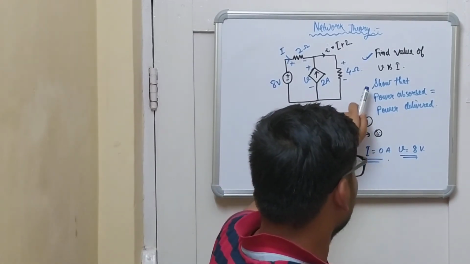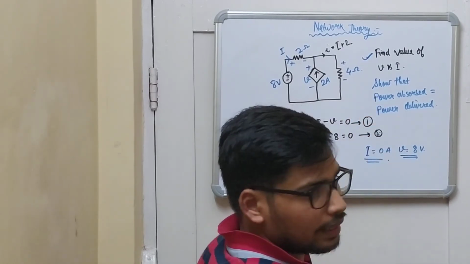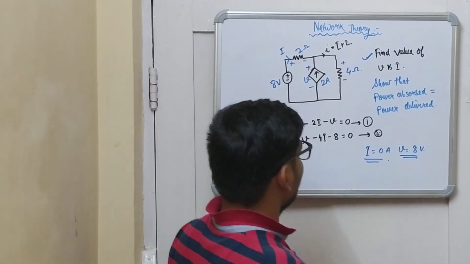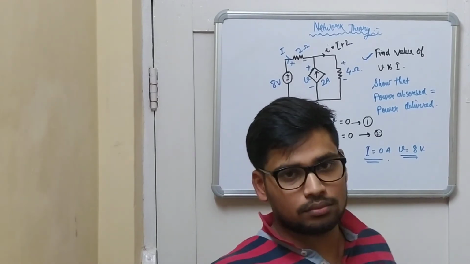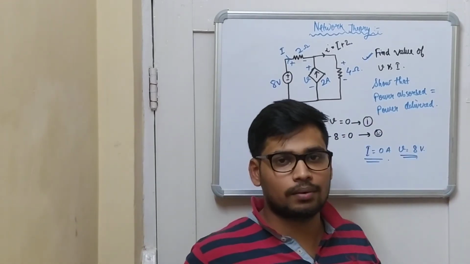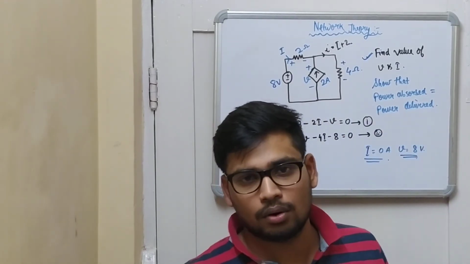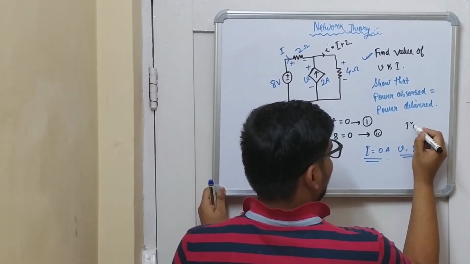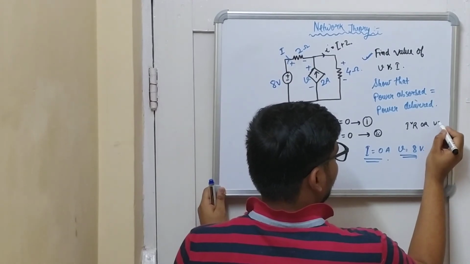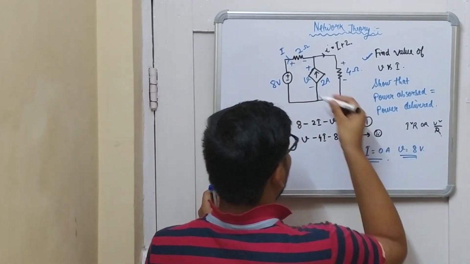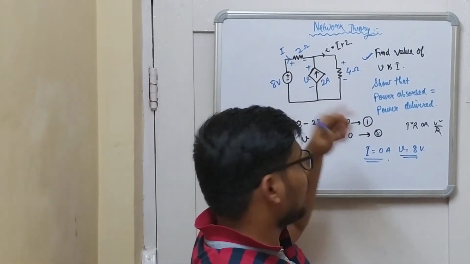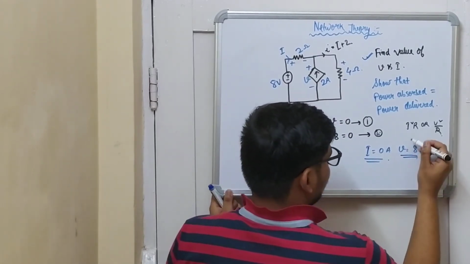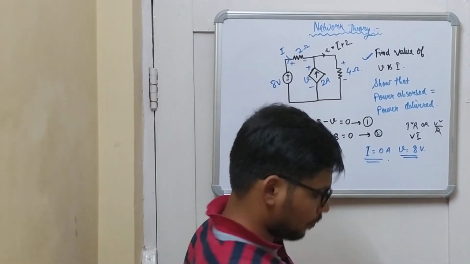Now we need to show that power absorbed is equal to power delivered. Remember, a resistor always absorbs power, which is I squared R or V squared by R. And power absorbed or delivered by a current or voltage source is V into I.